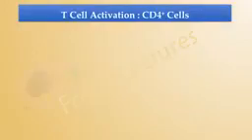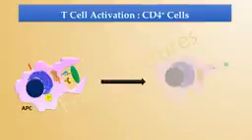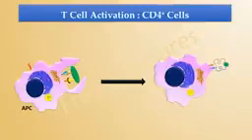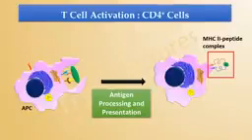Let's say this is an antigen-presenting cell which engulfs an extracellular antigen by the process of phagocytosis. This APC digests the engulfed antigen into peptide fragments and displays the peptide fragment on its plasma membrane. Now the peptide antigen is present on the surface of the antigen-presenting cell as an MHC2 peptide complex. Recall that this process is known as antigen processing and presentation.